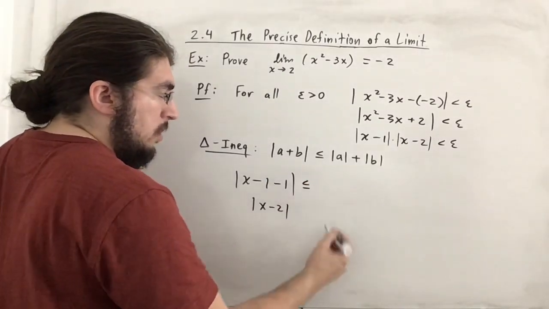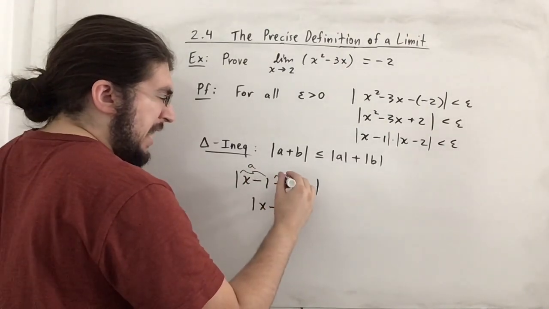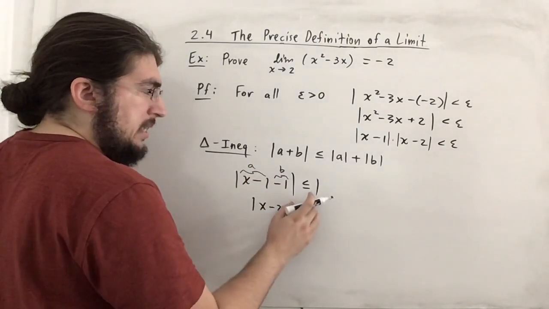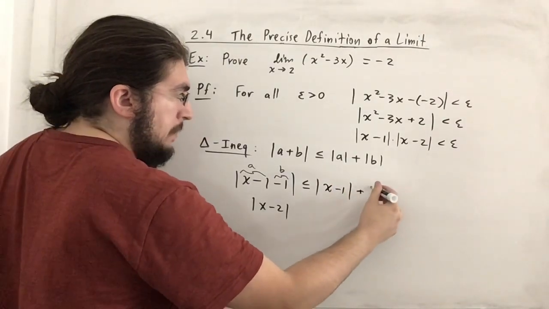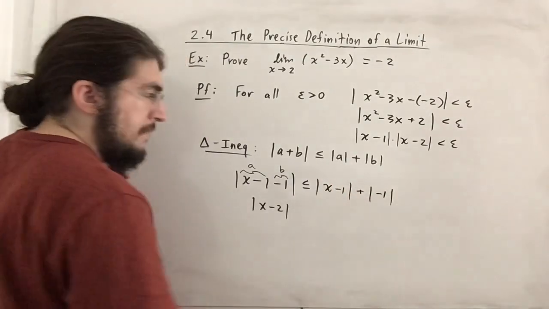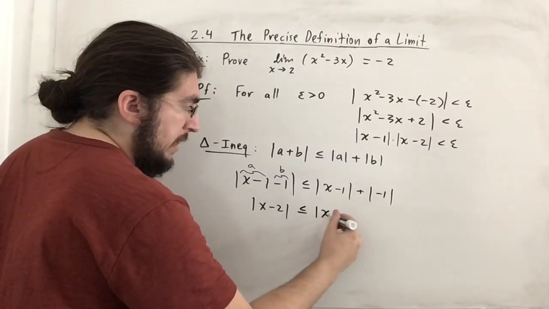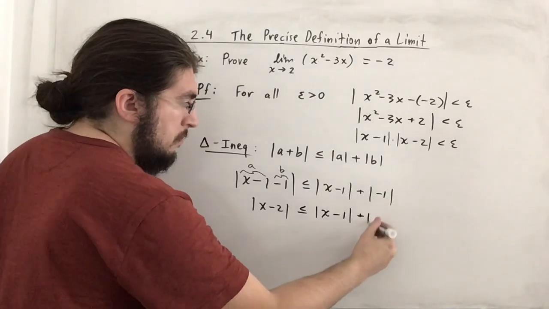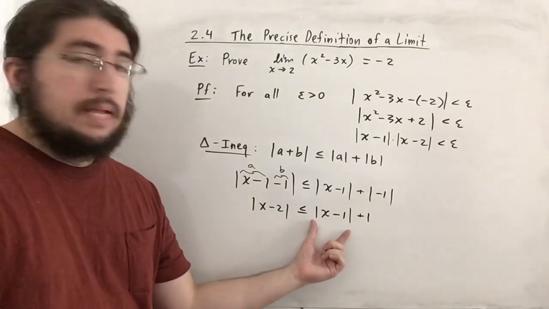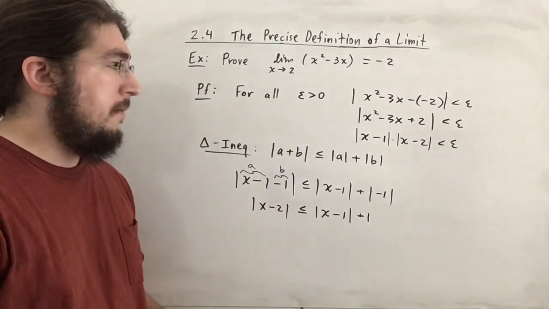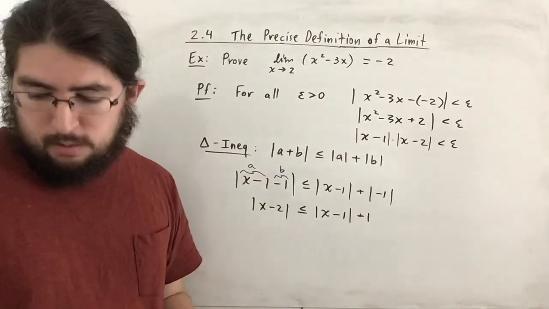But by the triangle inequality, if we treat this as a and this negative 1 as our b, this is less than or equal to the absolute value of x minus 1 plus the absolute value of negative 1, which we can certainly do. So notice we get this. Perfect. So we get that the absolute value of x minus 2 is less than or equal to the absolute value of x minus 1 plus 1. Now I'm going to erase this and keep working with this part here.